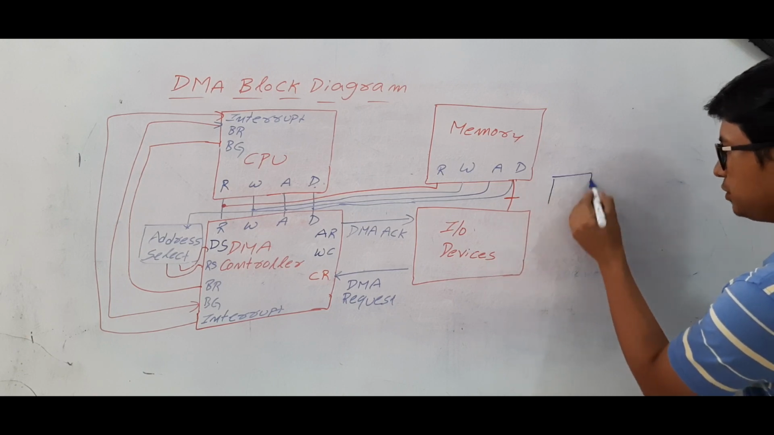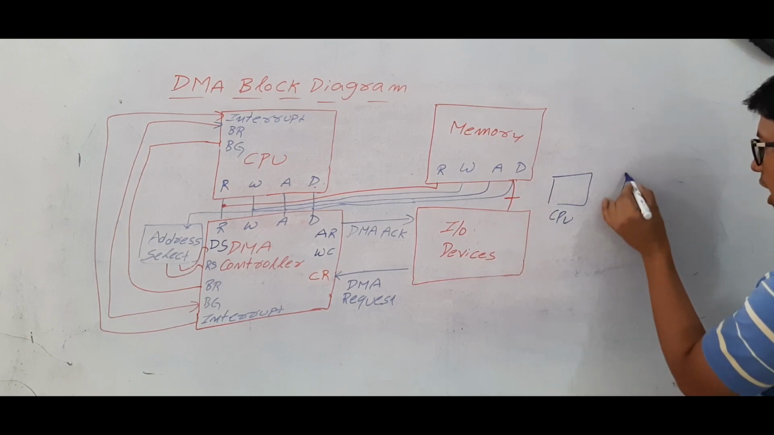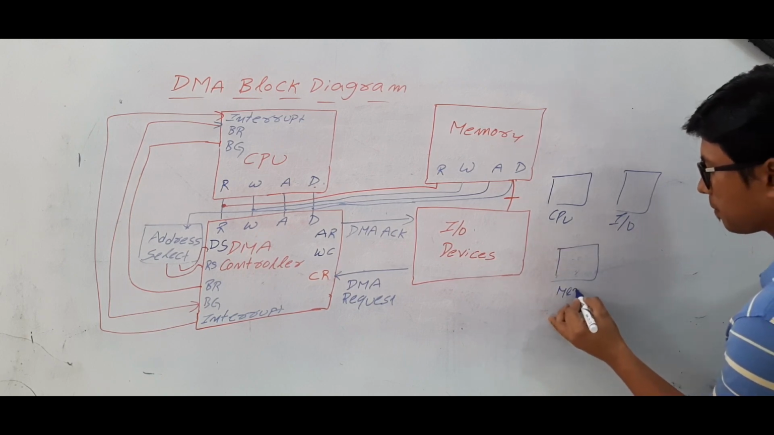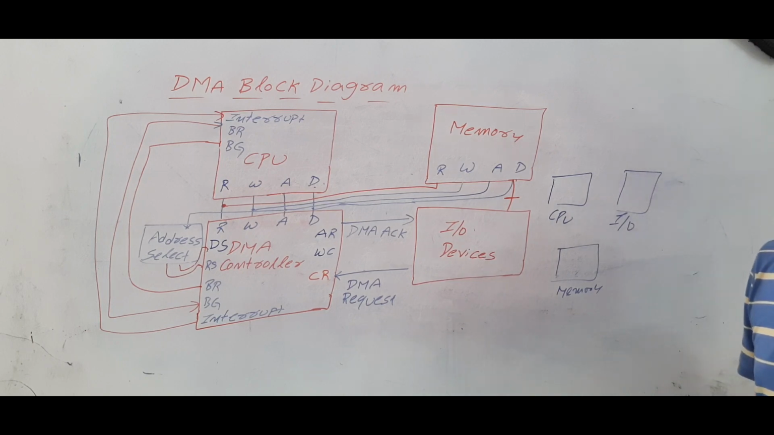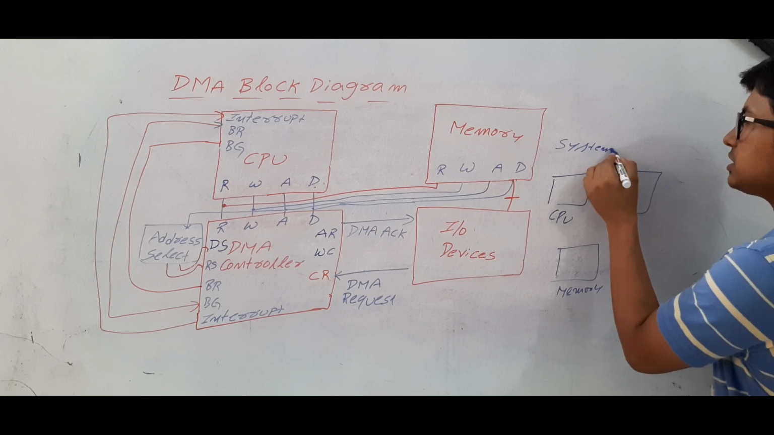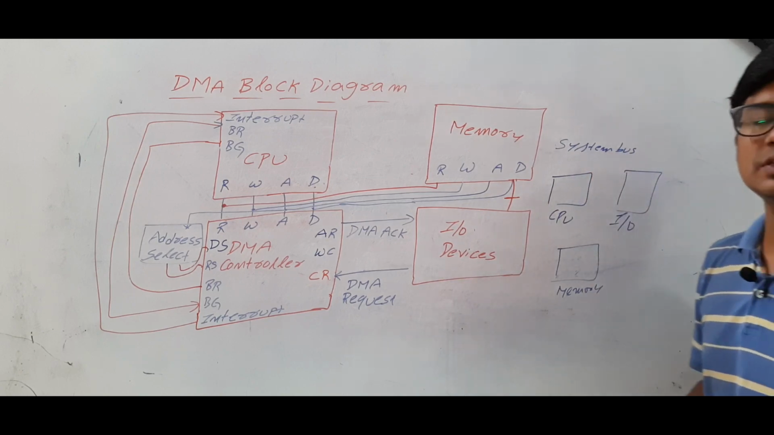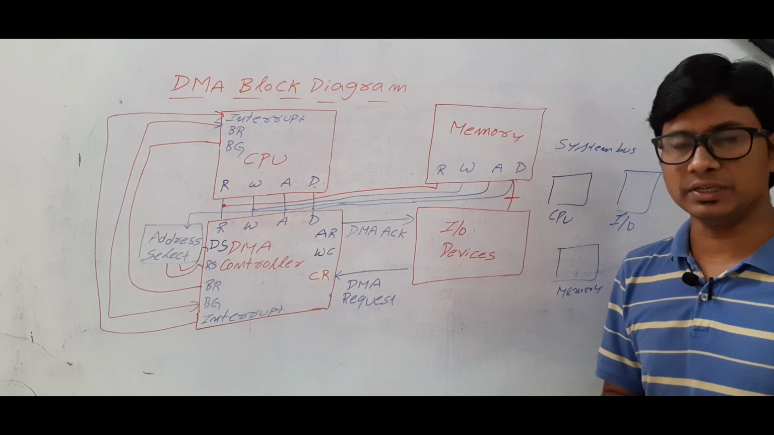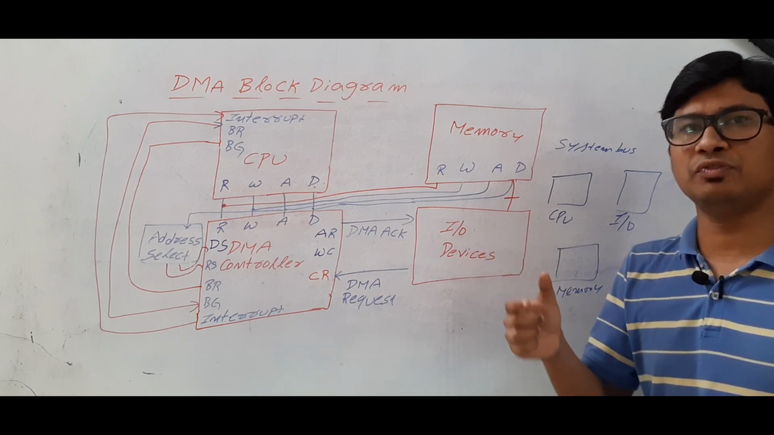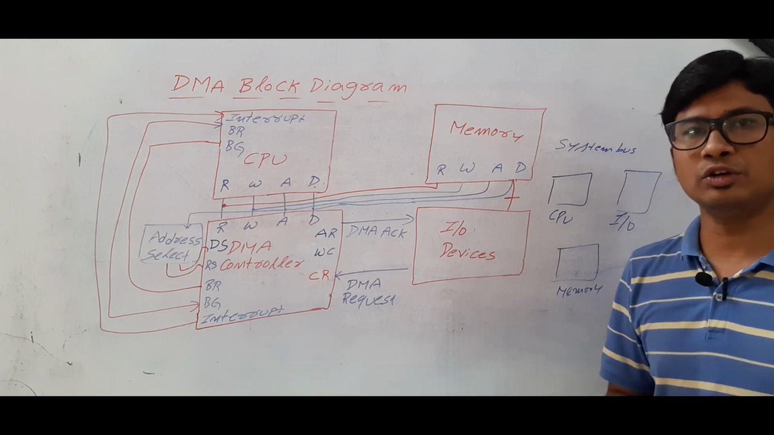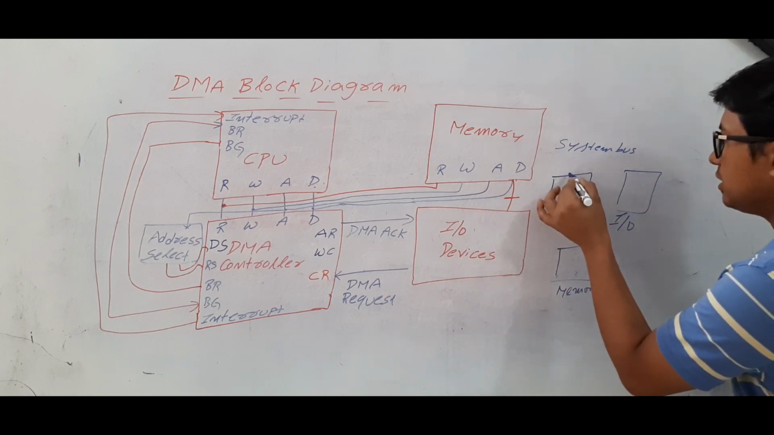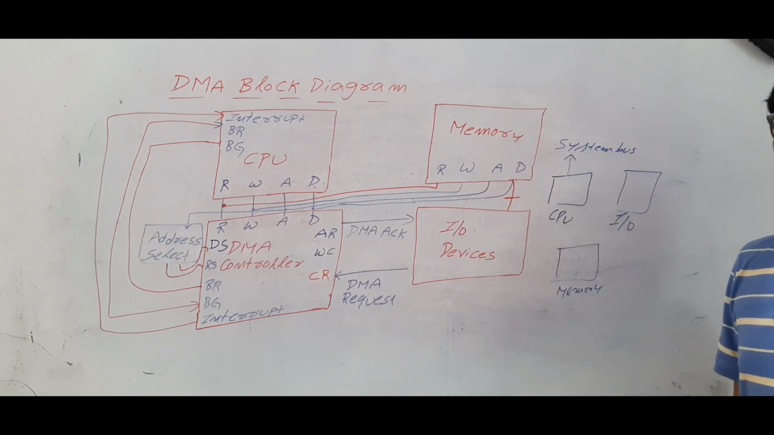Usually we have a CPU, I/O devices, and the main memory. Now, to transfer the data, as everyone knows, we need a system bus. What is the system bus? It consists of the address bus, data bus, and control bus. The data bus is useful for transferring the data, the address bus for transferring the address, and the control bus is used to send the control signals. Whenever we have a system bus, only then can we start transferring.